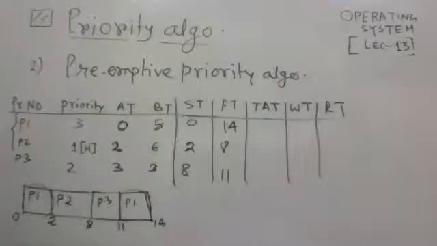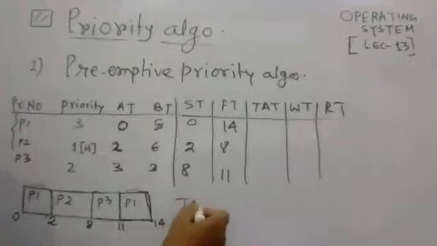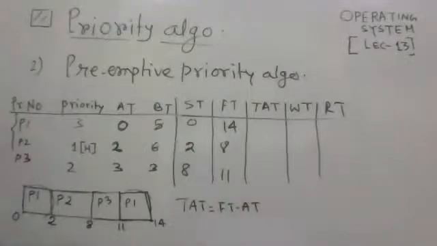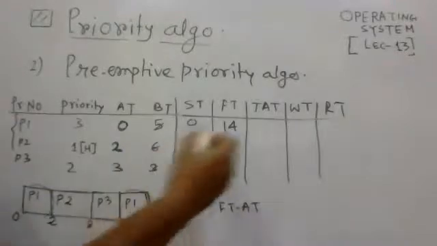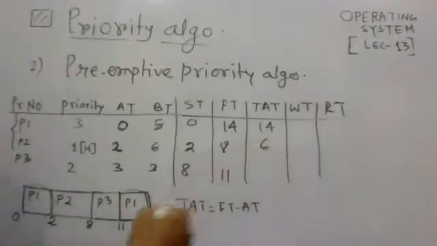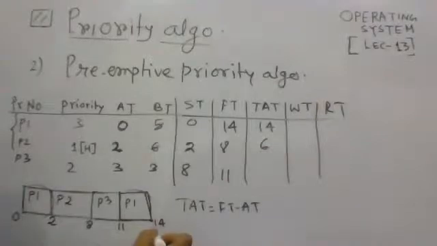Now turnaround time. We know the turnaround time is basically finish time minus arrival time. So finish time for P1 is 14, arrival time 0, so it is 14. For P2, 8 minus 2, that is 6. For P3, 11 minus 3, that is 8. So this is the turnaround time. Okay, and we can average it: 14 plus 6 plus 8 by 3.